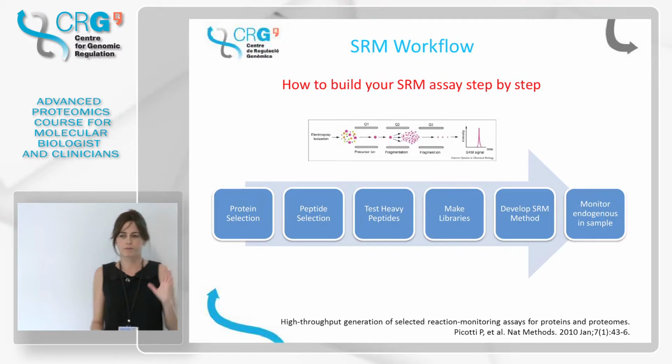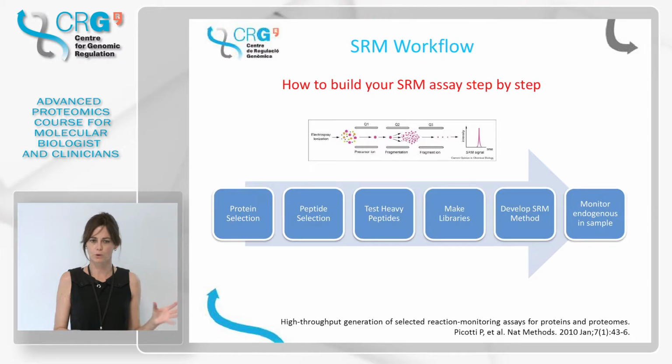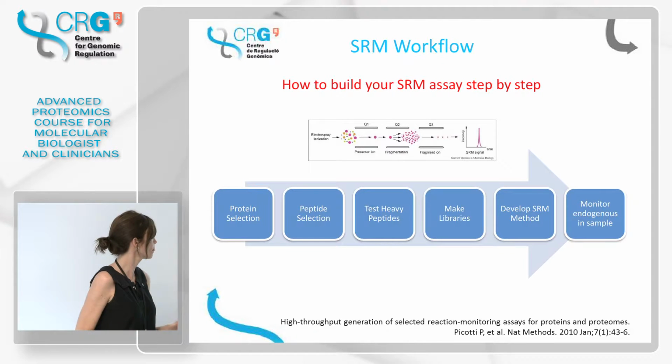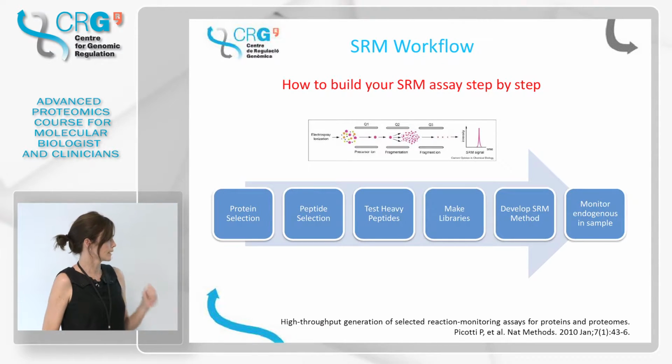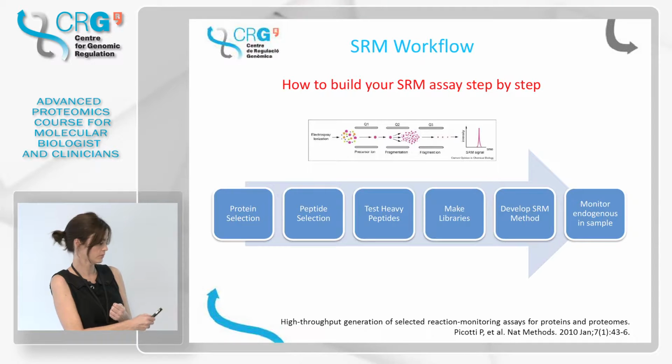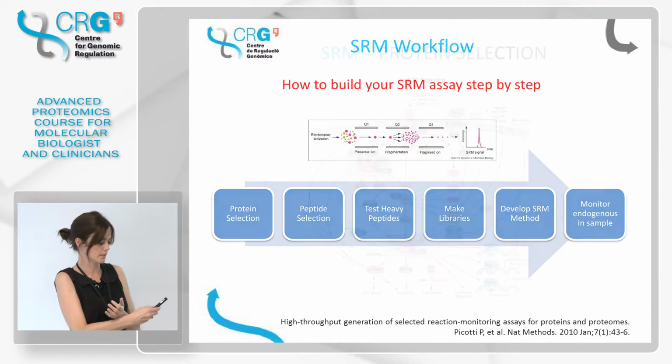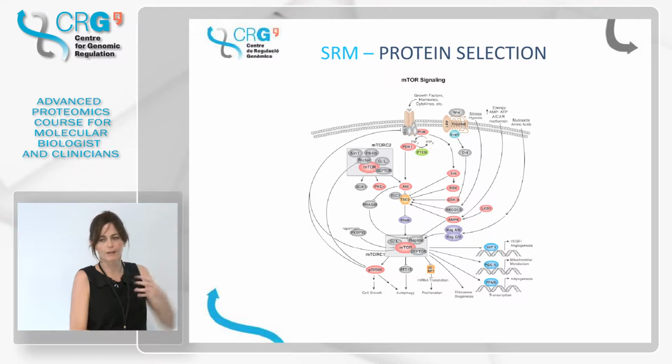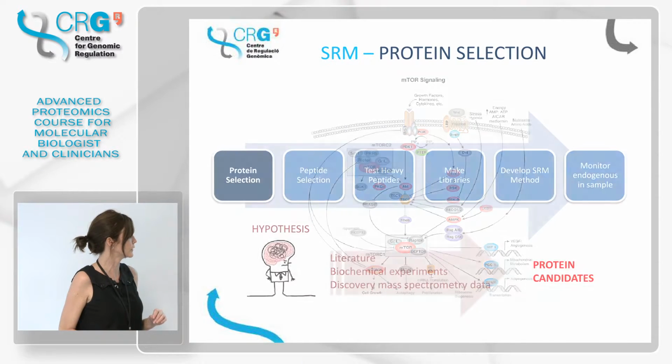So we are going to follow a very easy step-by-step workflow of what you would do. Before, we just explained concepts like elements; now we're going to wrap up and put everything together. So how to build your SRM assay step by step. The first thing is to select your protein, which depends on your hypothesis. Say that we were in the case that we started with first thing in the morning, your favorite pathway, and you know which proteins you want to monitor. This is the easiest thing. You know what you want to look for.